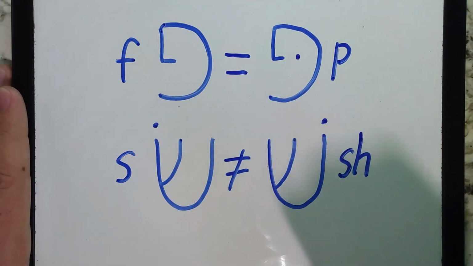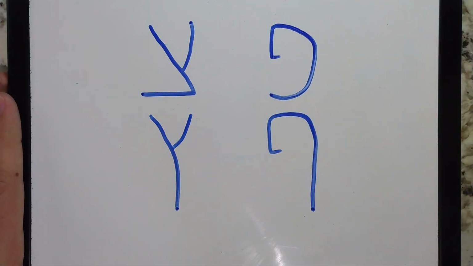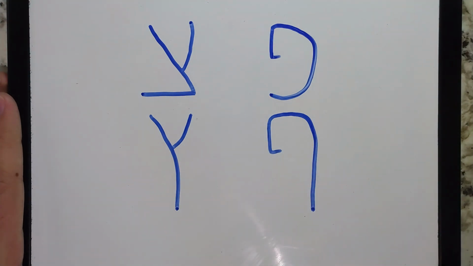They cannot be interchanged. The letters Pe and Tsadi have what are called final forms, which is how they look at the end of a word. These letters still have the same sound and are the same letter, but this is just how they look at the end of a word.